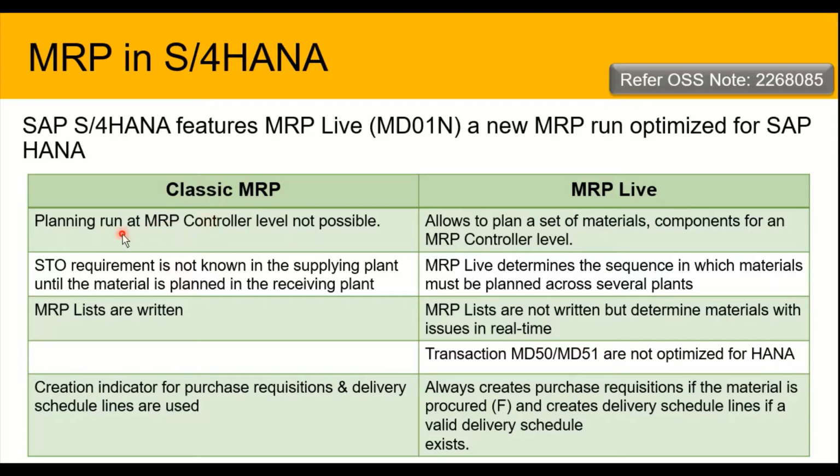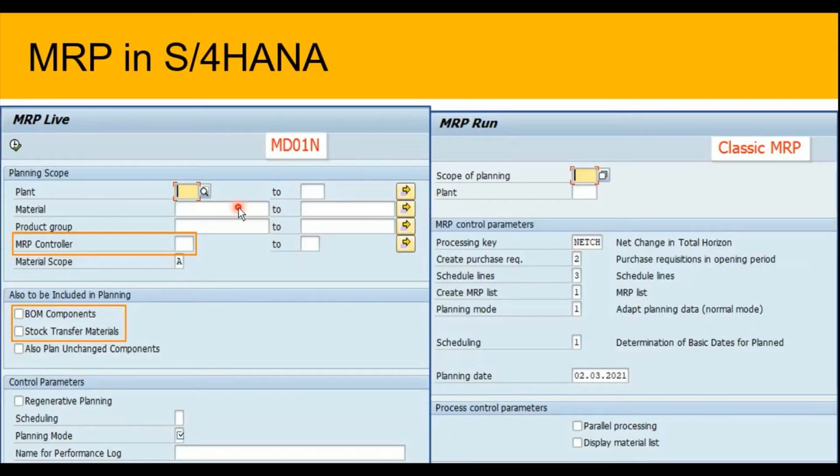When we look at the first one, the planning run at MRP controller level, it is not possible in the classic MRP or the ECC MRP. Whereas in case of MRP Live, it allows us to plan a set of materials that has been assigned to a specific MRP controller. So if I show the screens here of the MRP Live, the left side screen is on the MRP Live in the S/4HANA system, where you can see the option to provide the MRP controller code.